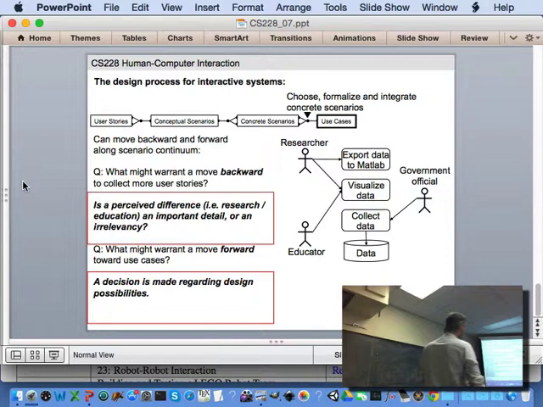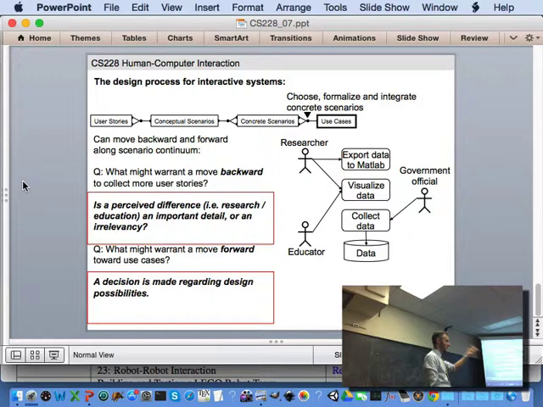Alternatively, if you're moving forward, it's because you've been able to make a design decision, right? So you have a whole bunch of concrete scenarios, a bunch of different technological solutions. You make prototypes of all these technological solutions. You test them with your users. Everybody likes version C the best. Okay, great. You can move on to use cases and start to work on the full system. Or alternatively, half the people like version A and half the people like version B. There's some unidentified difference in your population where they can't agree on the technological solutions. Back to user stories or back to conceptual scenarios and see if you can elicit that important difference.